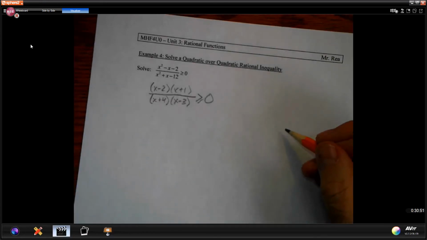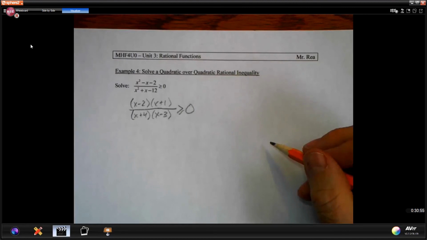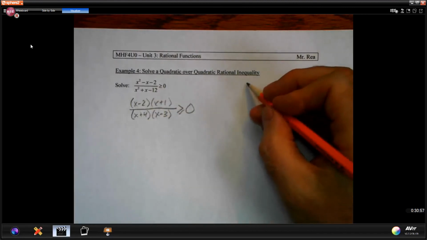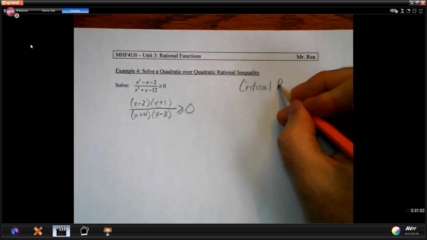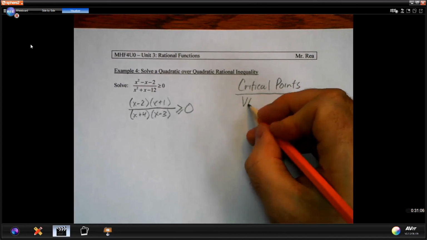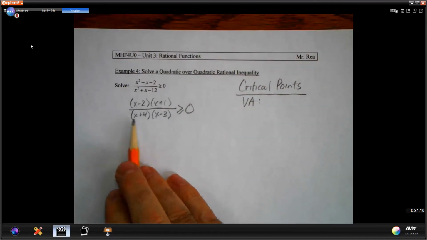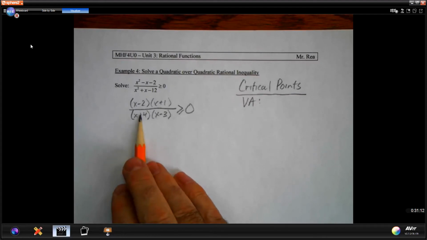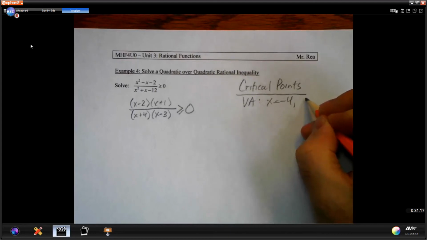So before I do my number line and my intervals, let's determine the critical points, because we need those to determine our intervals. So the vertical asymptotes, remember I get those from the denominator. So the values that make the denominator 0 are -4 and +3. So those are my vertical asymptotes.